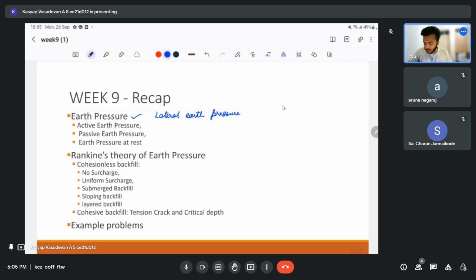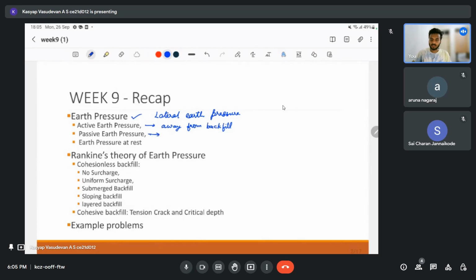When we say lateral earth pressure exerted by our soil, there are three different conditions: active state, passive state, and earth pressure at rest. Active state is when the retaining wall or any plane is moving away from our backfill. When our structure is moving away from the backfill, the soil exerts a certain pressure on the retaining wall or the structure. This is called active earth pressure.